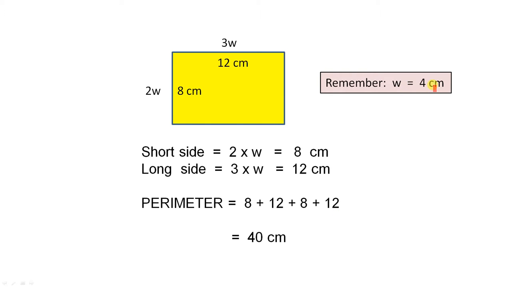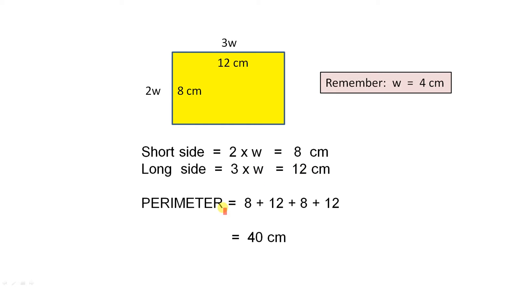Remember, w was 4 centimetres, and that was 2w. So 2 times 4 gives you 8 centimetres. 3 times 4 gives you 12 centimetres. So the short side was 2 times w, that was 8 centimetres. The long side was 3 times w, which was 12 centimetres.